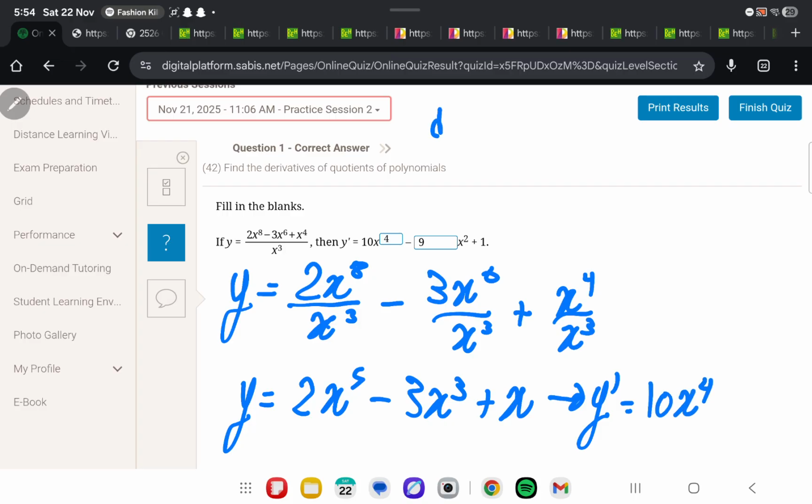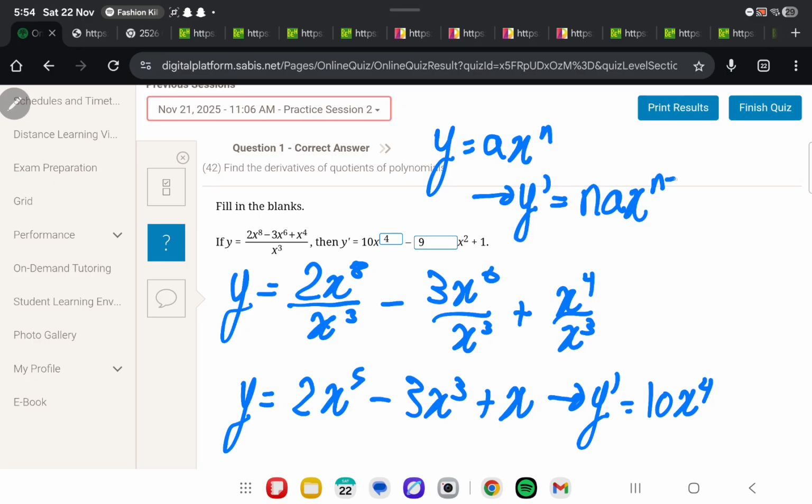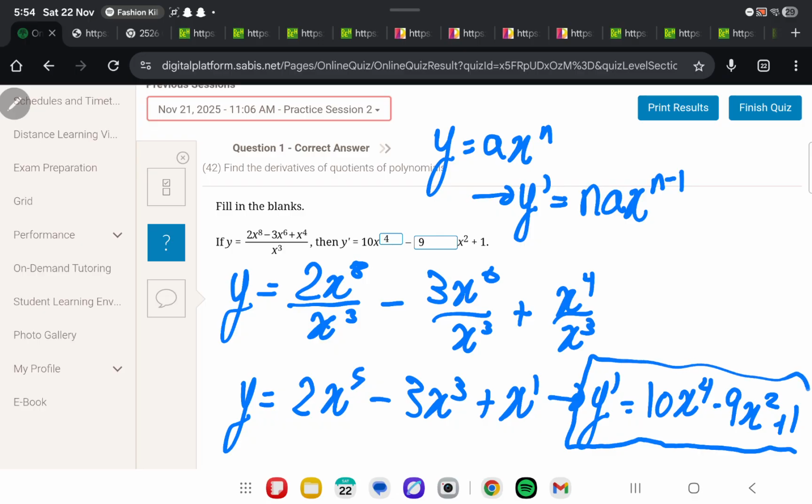Remember the rule for the derivative before I actually start fully. If y is equal to ax to the power of n, then y prime is equal to n times ax to the power of n minus 1. Okay, so now that we know this, we can keep on deriving here. So minus 3 times 3 is 9, 9x squared. Okay, the derivative of x is just 1. So this is my answer.